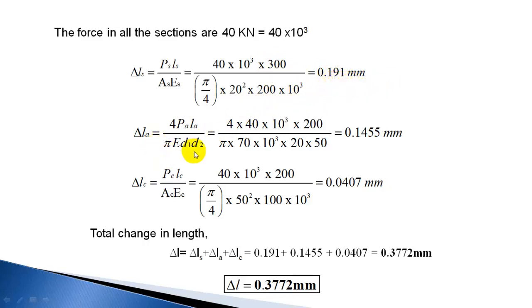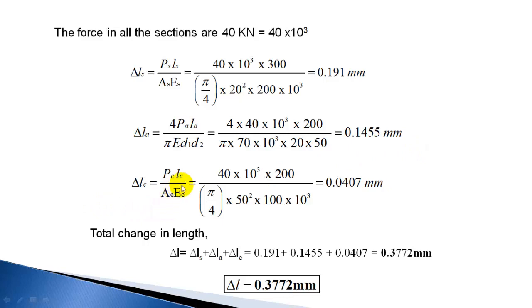Now in the aluminum portion, you have to use the 4PL divided by pi d1 d2E formula. I use the subscript A for aluminum. So 4 into P, where P is 40 into 10 raised to 3. Length of that portion is 200 and Young's modulus for aluminum is 70 into 10 raised to 3, and the diameters are 20 at one end, 50 at the other end. So it works out to 0.1455 mm.